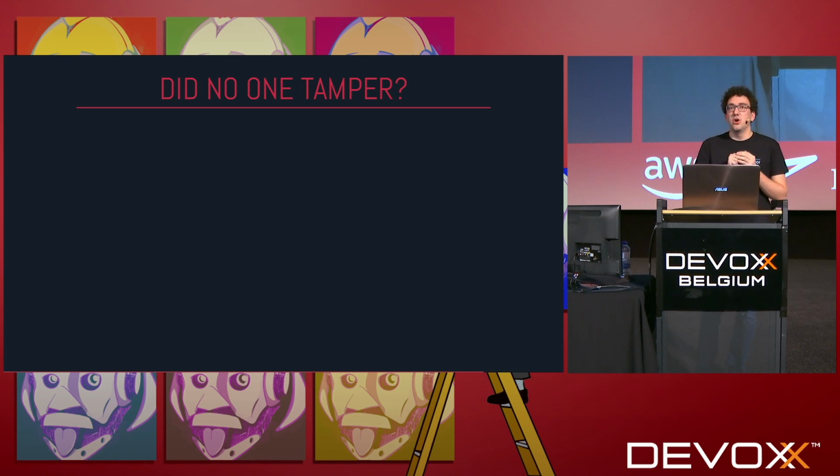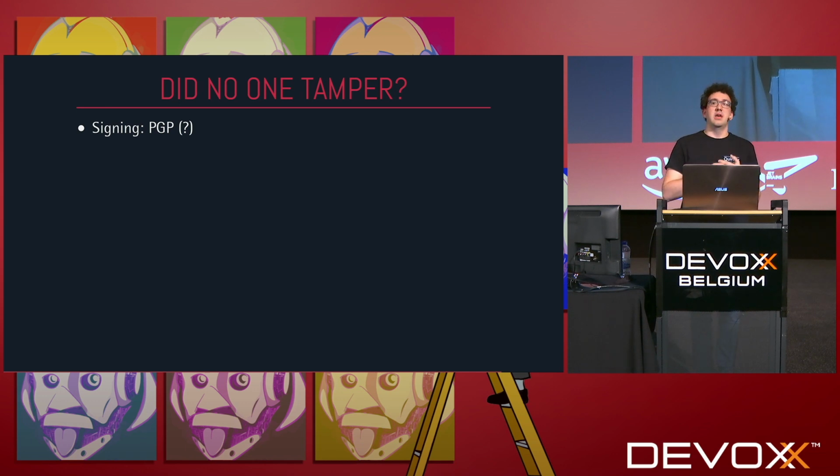So last question, did no one tamper? There's a fairly common way of dealing with this. It's signing. Sign your packages and verify the signature. This is most commonly done by using PGP. Lately there have been denial of service attacks against key servers, so there's a little bit of a weakness there. If anyone knows a better way to sign packages, I'd be happy to hear about it, but I couldn't find any. For now, PGP seems to be the gold standard.